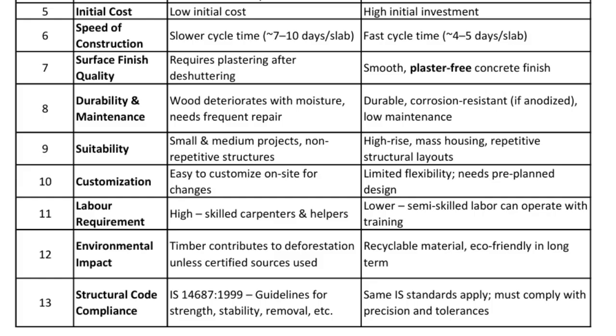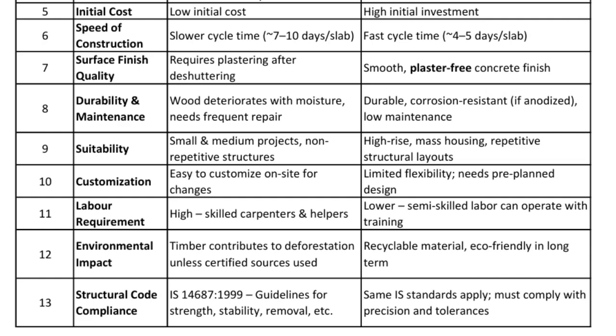Then labor requirement. For the conventional system, highly skilled carpenters and helpers are required, while for the aluminum formwork, lower semi-skilled labor can operate it with training, because it is already pre-assembled and predetermined, and everything is in a numbered sequence. You just need to put it in with the same methodology, and with the same numbering system you can do it throughout the project.